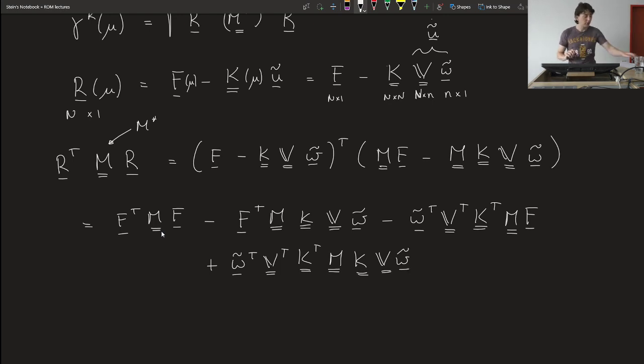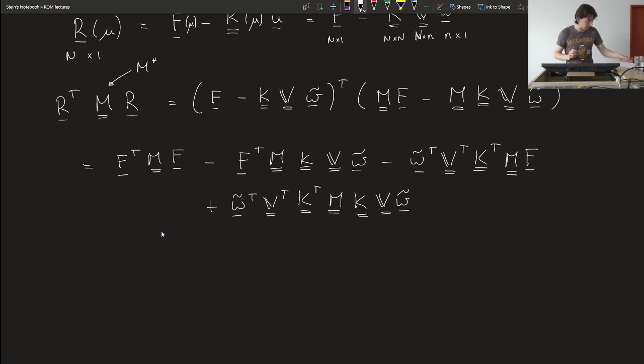Now it doesn't look like this is really helping us quite so much. But the nice thing about this expression is that all our reduced basis stuff is factored out. It's here, it's here, it's here, and it's here. And actually the second and the third term are the same, so you can just multiply by 2 and take one of them.